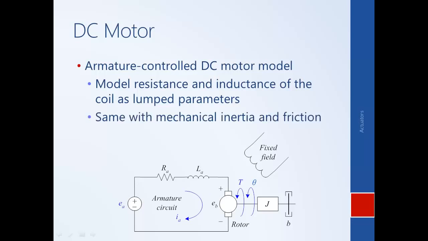We can similarly do the same sort of thing with the mechanical portion of the motor. So the spinning rotor has some inertia, some rotational inertia, and the spinning of the rotor, the rubbing of the brushes, things like that, cause friction. And so we lump all of the inertia of the rotor in a single parameter J, and all of the friction of the motor in a single parameter B, which we'll think of as a damping coefficient, a viscous friction coefficient.